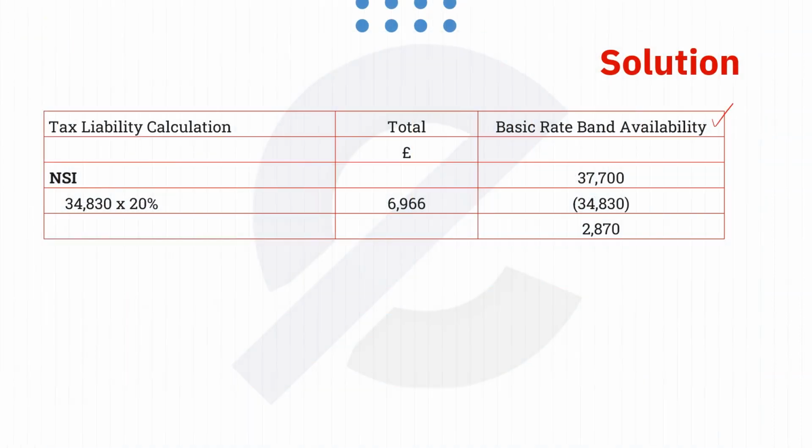The taxable non-savings income of £34,830 falls completely within the basic rate band and is taxed at 20%, giving rise to a tax charge of £6,966. The basic rate band original capacity of £37,700 is now reduced by £34,830, and the remaining available band is £2,870.